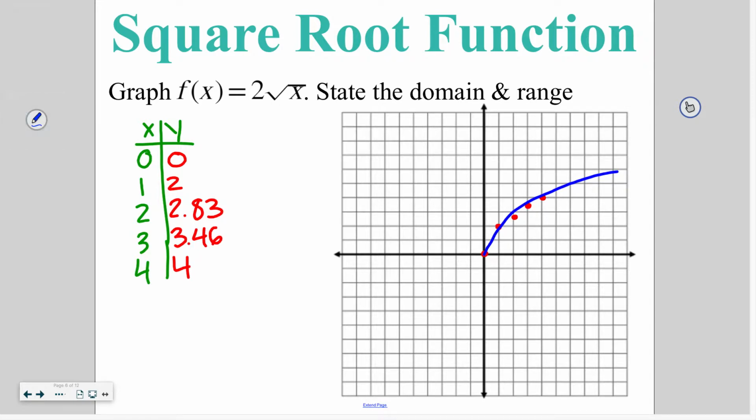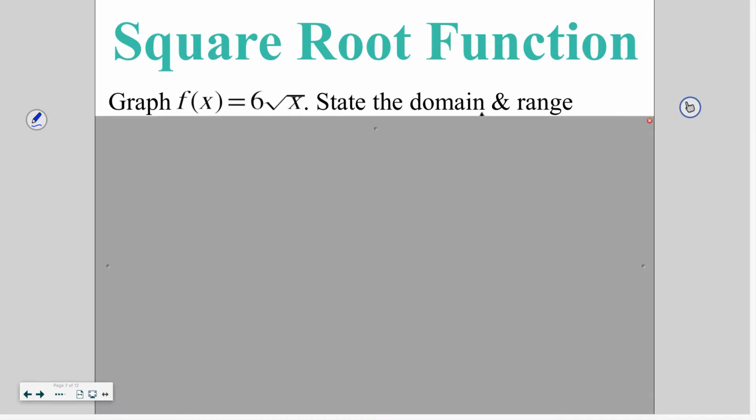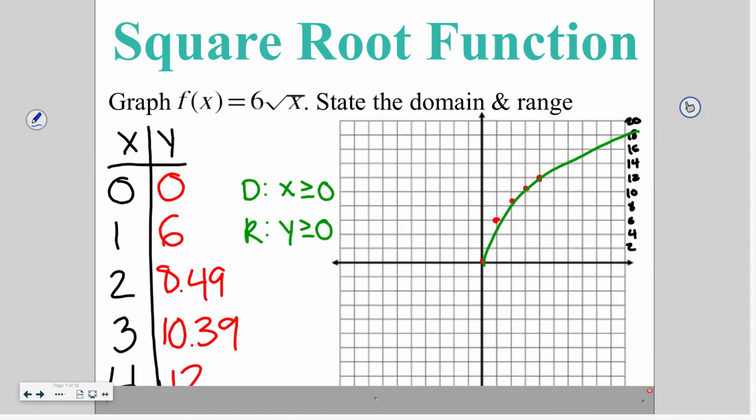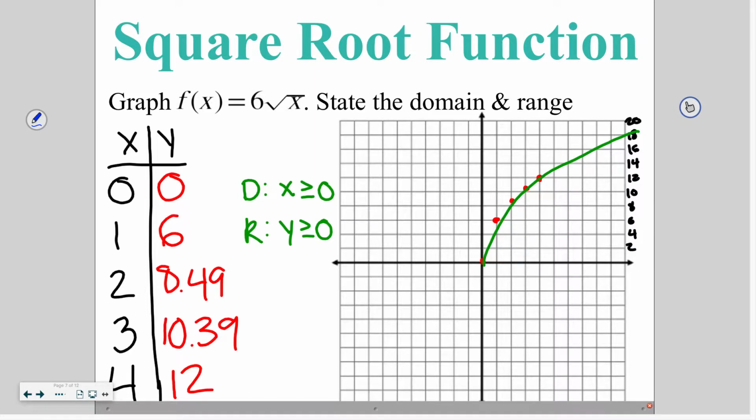Looking at the domain, our starting point hasn't moved, so the smallest x I can plug in is 0, so we're at greater than or equal to 0. The range, y is also greater than or equal to 0, since our y values are getting bigger than that number. Go ahead and try graphing this one on your own, finding the domain and range. Following is your table. I counted up by 2's to make sure that the graph fit. Domain, once again, is x is greater than or equal to 0, and the range is y is greater than or equal to 0.